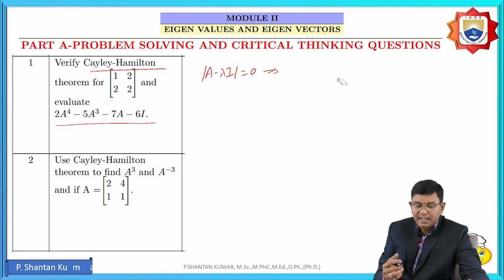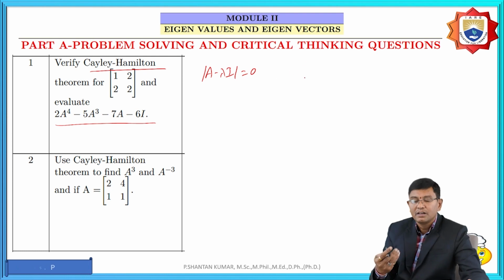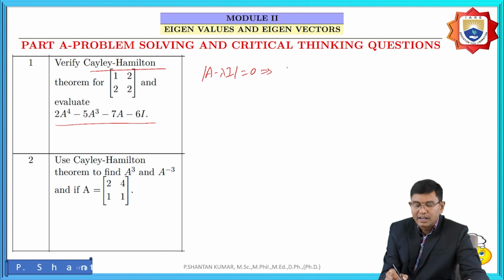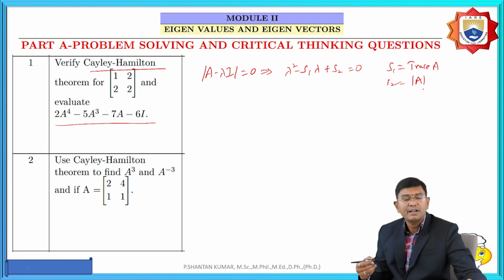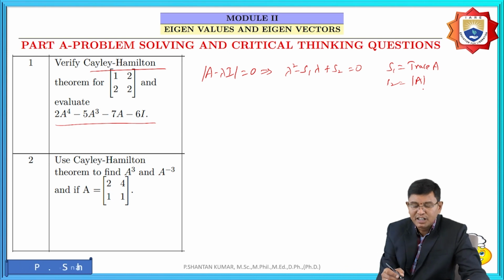Again, from the determinant of A minus lambda I equal to 0, we obtain the equation lambda cube minus S1 lambda square and so on. Here it is a 2 by 2 matrix only, so the equation is lambda square minus S1 lambda plus S2 equal to 0, where S1 is the trace of A and S2 is the determinant of the matrix. We first find lambda, and then replace lambda with A, giving A square minus S1 A plus S2 I equal to 0.